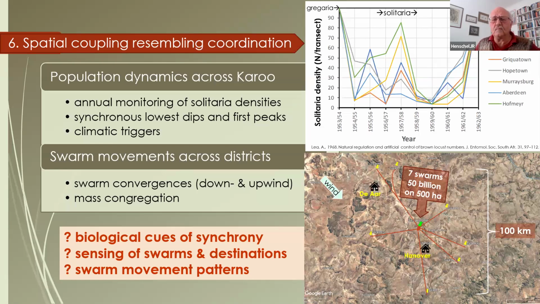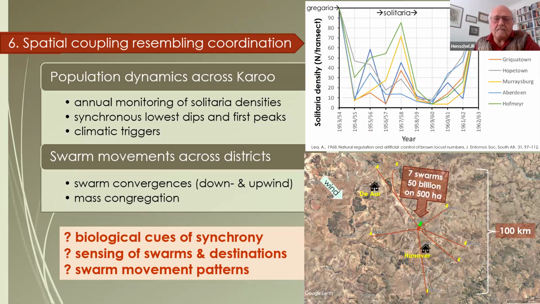So you can imagine a swarm of already several billion locusts. They have already formed these massive swarms. They were being pursued by the crews that wanted to spray them as soon as they settle, and 7 swarms converged on one small spot of 500 hectares. That's about an eighth of a local farm in that area of the Karoo. 50 billion locusts on one spot.